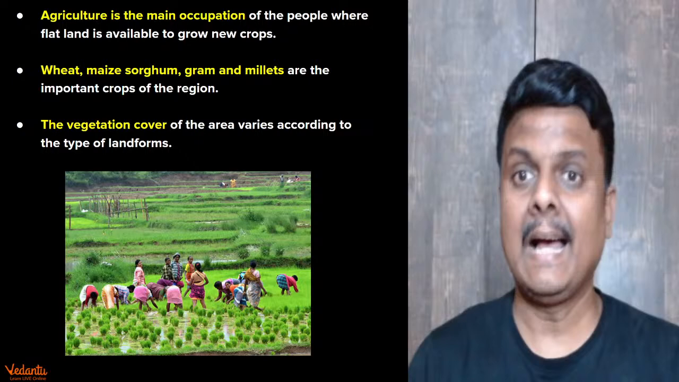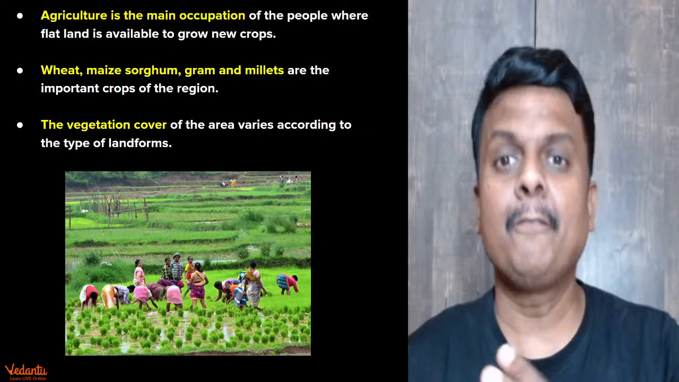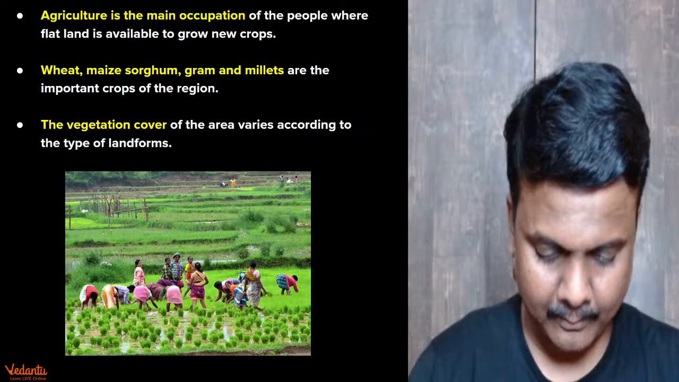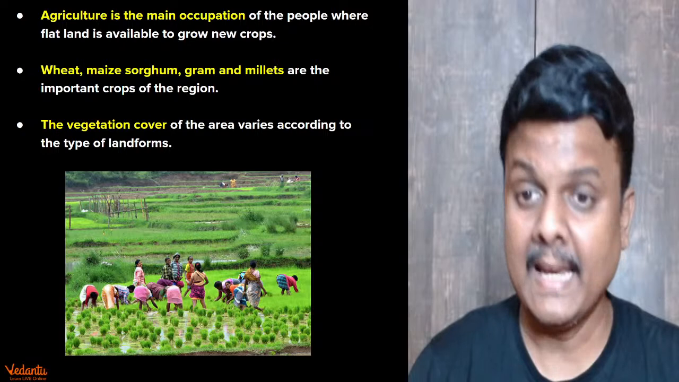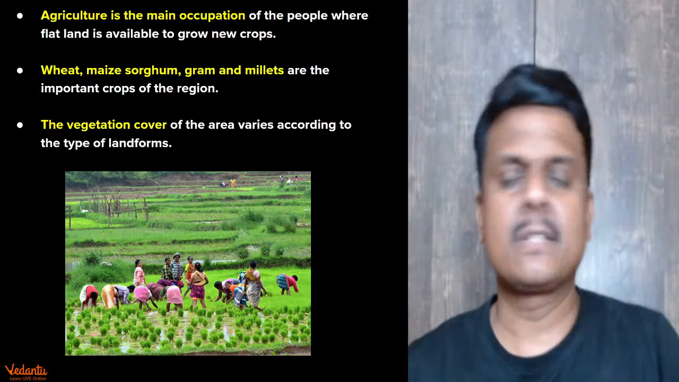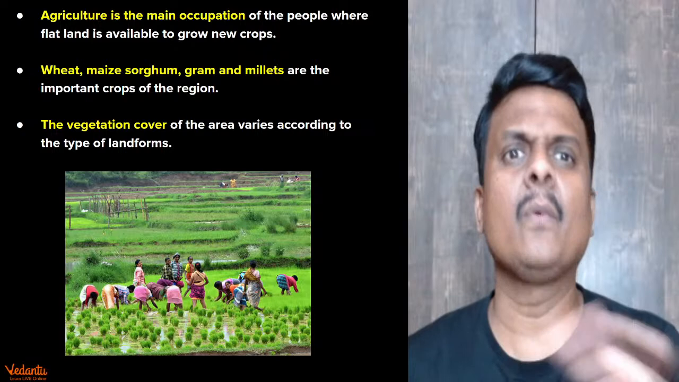Guys, agriculture is the main occupation because the plains are so fertile that everyone wants to cultivate crops. And what are the crops we cultivate? Wheat, maize, sorghum, gram, millets. The vegetation cover of the area differs with the different type of landforms. You can't have the same thing being cultivated in a hilly area or plateaus as compared to what you have in plains. So the vegetation cover differs depending on the type of landform.